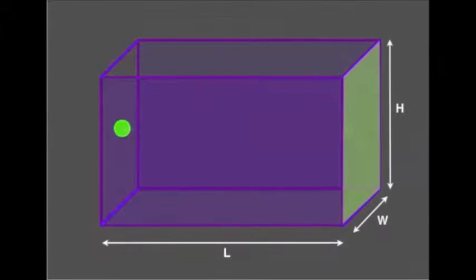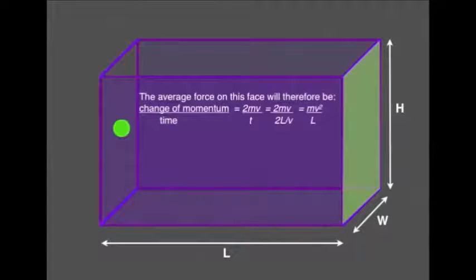When the particle hits the side of the box, there is a force on the face due to the reversal of the momentum of the particle. Derived from Newton's laws, the average force on the face is equal to the rate of change in momentum, that is, the change in momentum divided by the time taken. We've seen that the change in momentum is 2mv. The time taken is that for the molecule or atom to travel up the box and down again. We have already calculated that, and the time is 2L over v, which cancels and resolves to mv squared over L.